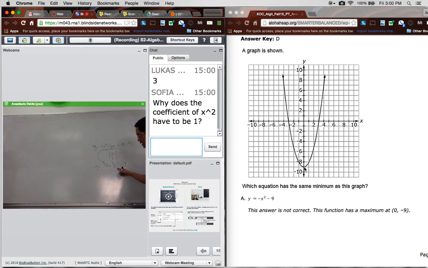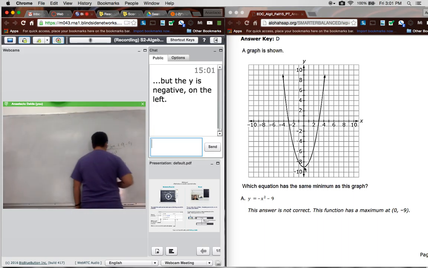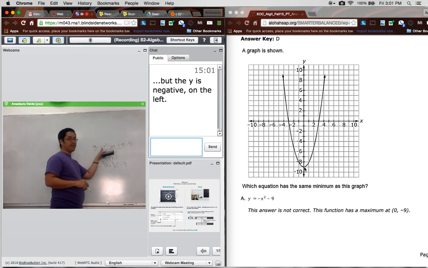Because remember, the vertex moves it right and left, and that's the stuff inside the parentheses. In this particular case, you would be moving it to the right or to the left? To the left 3 times. So this number right here tells us where the vertex is. And you're right, Sophia, you got a good point. Why does this thing have to be the number 1?